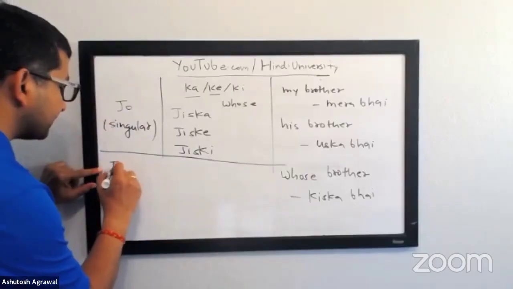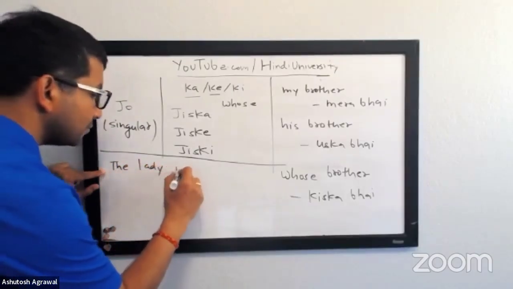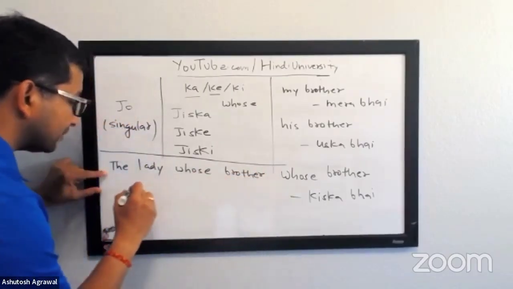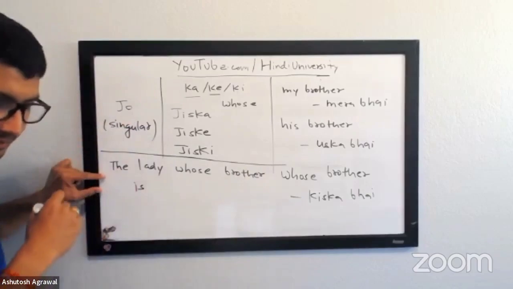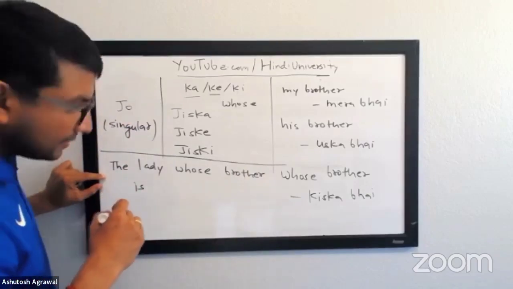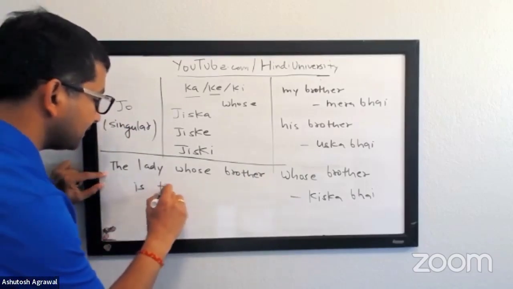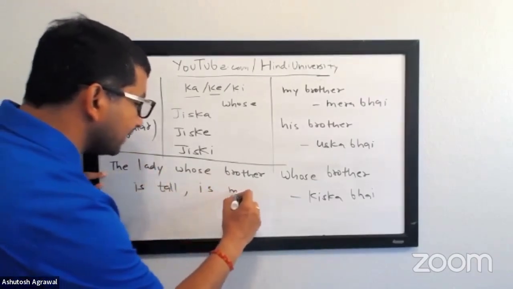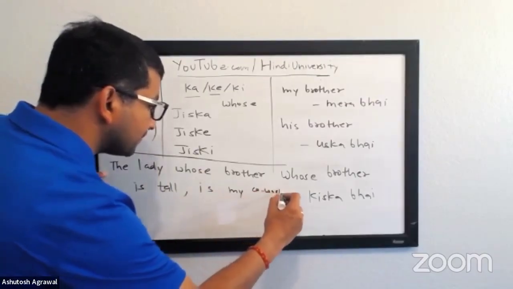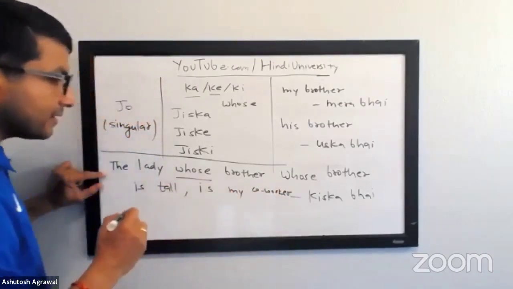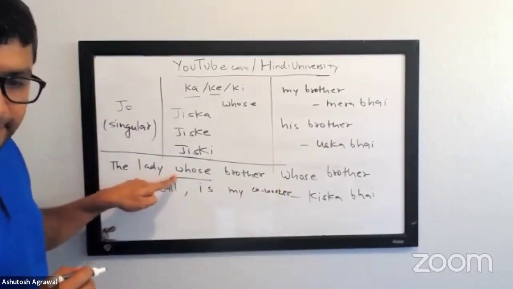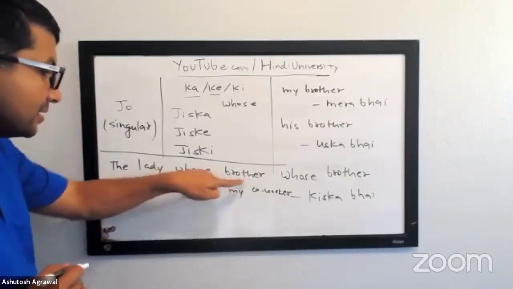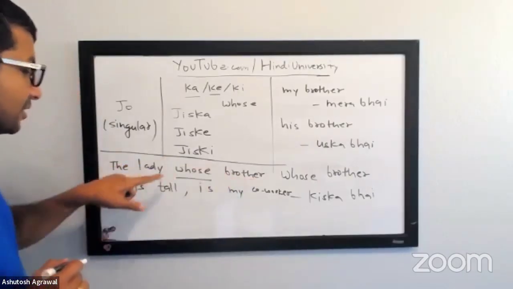Let's say you want to say a sentence like the lady whose brother is, I'll make it up, whose brother is tall is my colleague. The lady whose brother is tall is my co-worker. Right? We didn't say who here. Okay, we used whose, and that's used as a relative pronoun which has sort of a possession. The possession as in like the brother belongs to the lady, right?